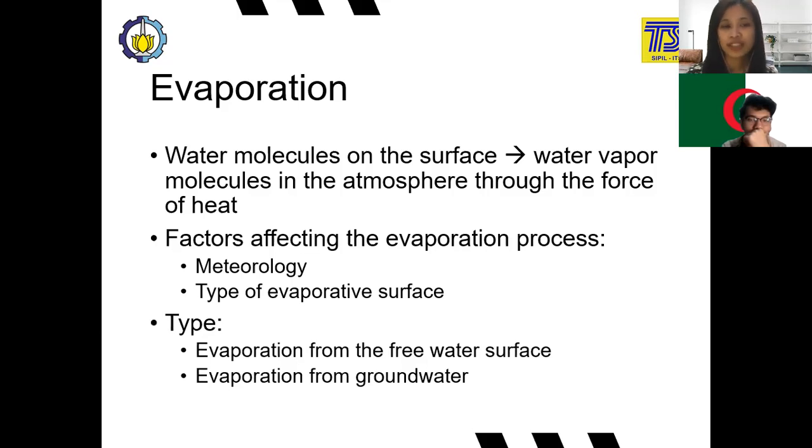And yeah, the types of evaporation, as I already mentioned: the first one is from the free water surface, for example, like in our hydrological cycle, from the ocean, the lakes, the river. That's evaporation from the free water surface. But there's also evaporation from groundwater, where the moisture of the ground or the soil becomes less and less because of the evaporation. So the water contained in the soil, which makes the soil moist, can decrease because of the evaporation.